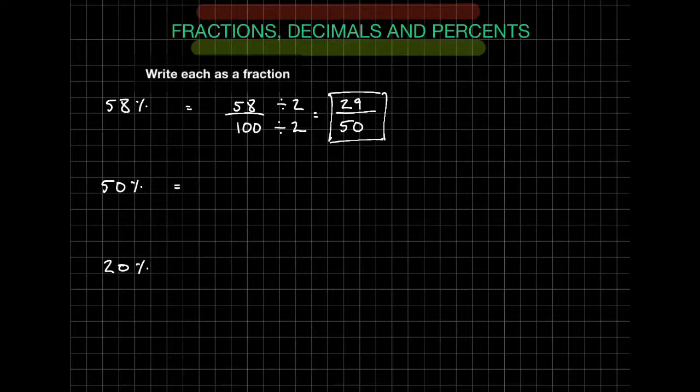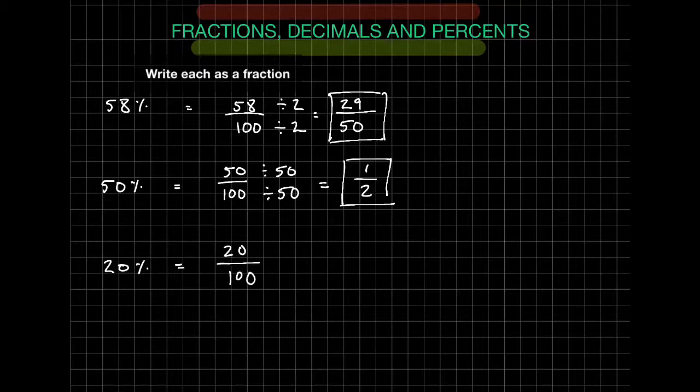Okay, 50%, we're going to say that's 50 over 100. And we could divide both the top and bottom by 50, reducing our fraction. Looks like we get 1/2. So 50% is 1/2. If you've got 1/2 of something, you have 50% of it. Okay, 20%, that equals 20 over 100. We could divide the top by 20 and the bottom by 20. What we're left with is 1/5. There's our answer. 20% written as a fraction is 1 over 5.